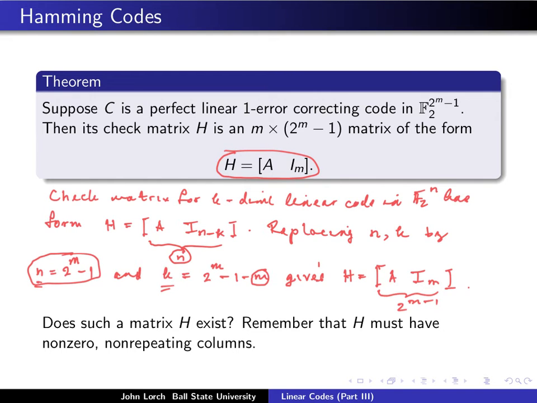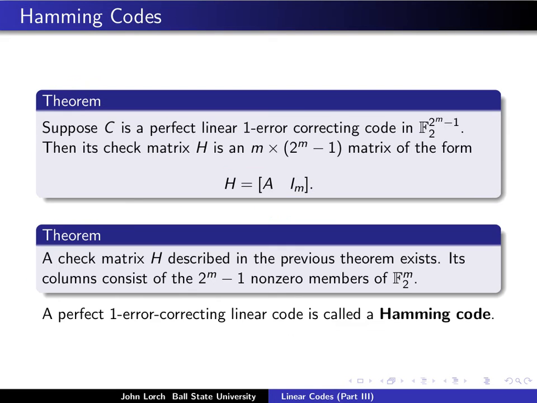Now, the question is, does such a matrix exist? Remember, in order for a check matrix to correspond to a one error correcting code, we need every single column of H to be non-zero, and we need to have no repetitions in the columns. So sometimes, as we saw in a previous video, it's impossible to form such things. And so this is an important question for us: does such a matrix exist? So the answer to that question is that it does exist.